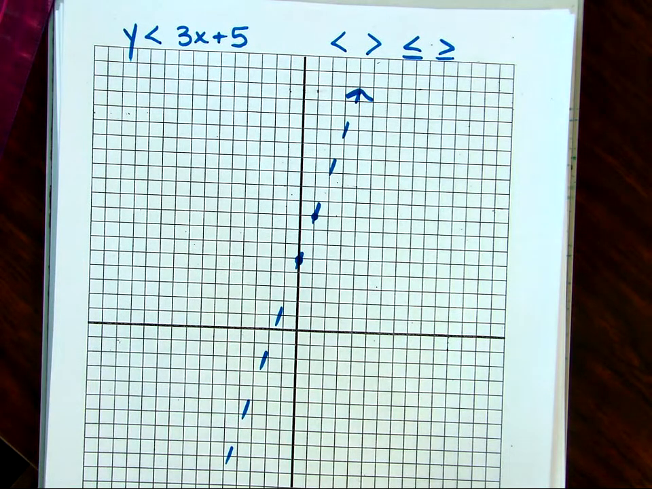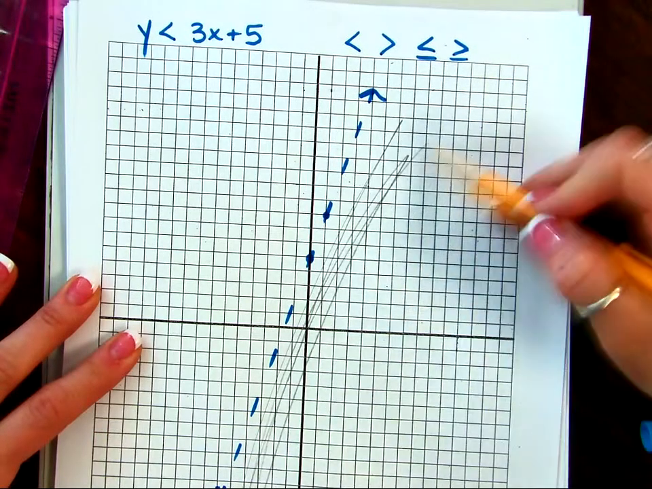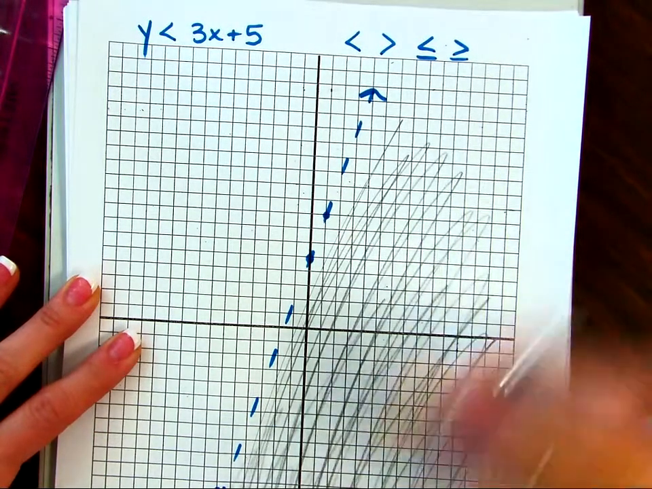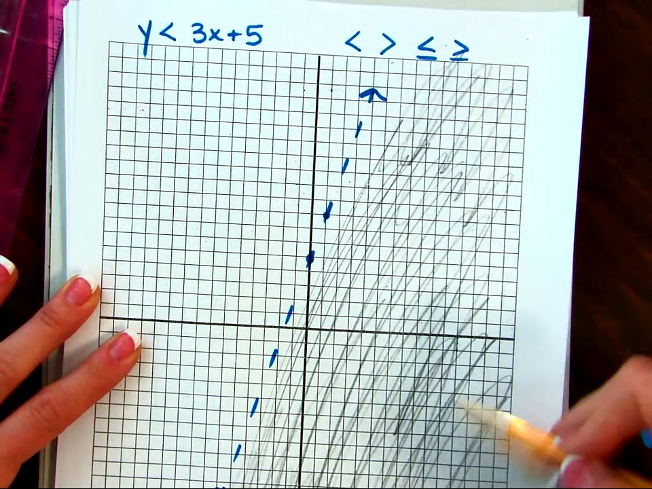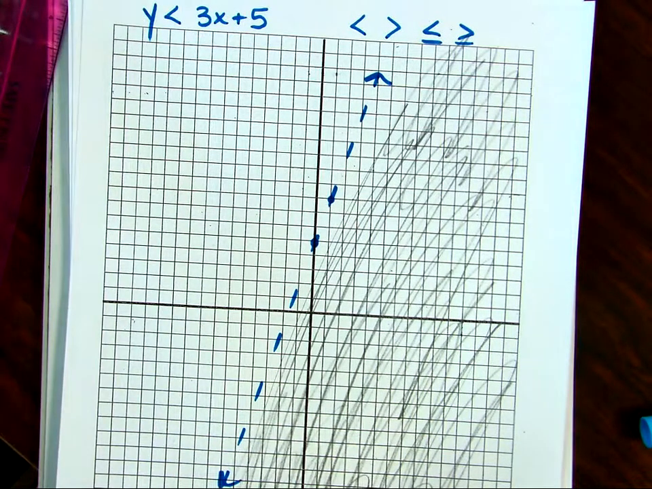So you are going to, actually, when you get your paper, shade this whole area. And I didn't extend that. So that is my answer. A dotted line with a bunch of shading on it.